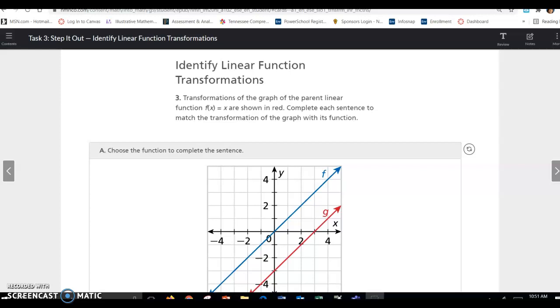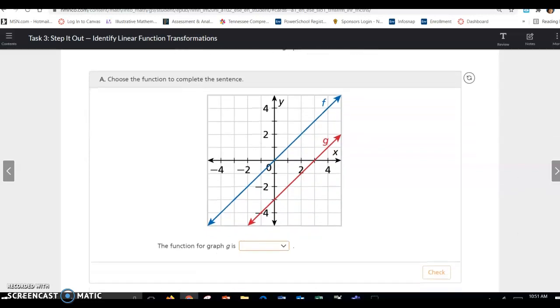Right, so this is lesson 5.2, task 3, and we're going to identify linear function transformations. Transformations of the graph of the parent linear function f of x equals x are shown in red. Complete each sentence to match the transformation of the graph with its function. All right, so we've been looking at how transformations work, and now all we're going to do is look at what the new equation would be.